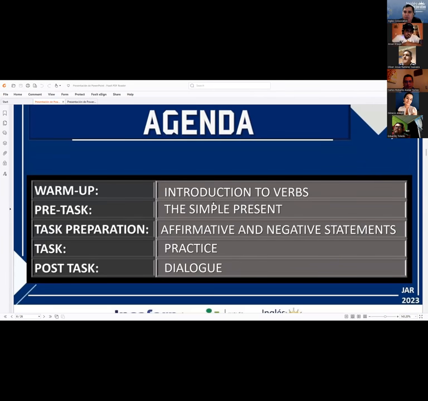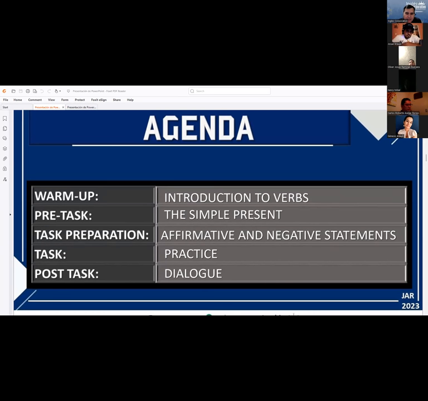For the agenda tonight, we have the introduction to verbs, simple present, affirmative and negative statements of verbs different from the verb to be, practice, and dialogue. Okay, let's go to the attendance.